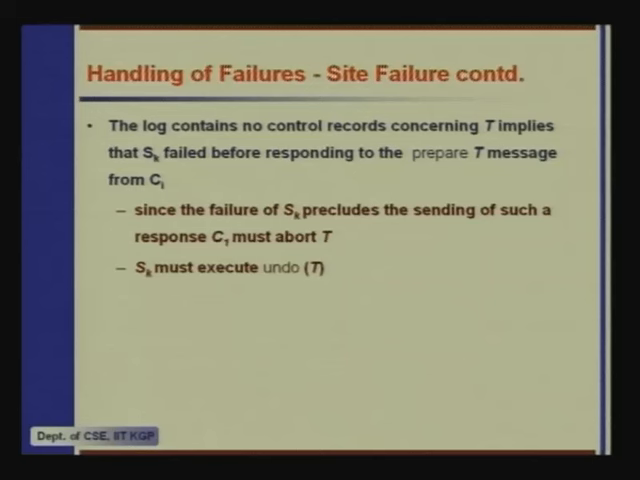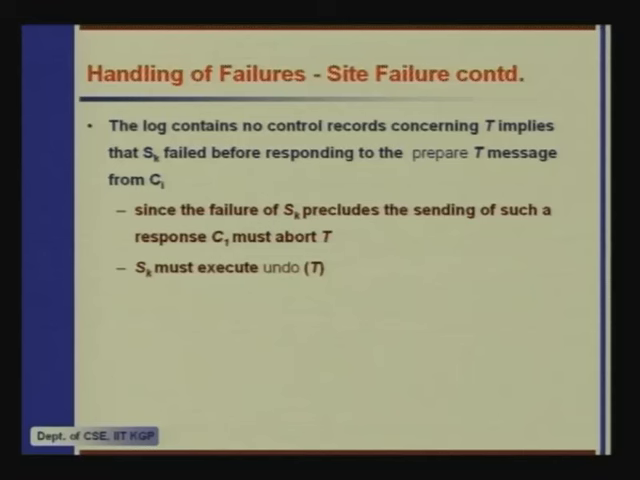So if CI did not get any response from SK, it could not have committed the transaction. Now there are two possibilities. One is it is still waiting, or it has already aborted. In any case, in this protocol, it aborts the transaction. Since the failure of SK precludes the sending of such a response, CI must have aborted T. Even if it is waiting at this point of time, we will just treat this as an abort. So SK executes undo T.